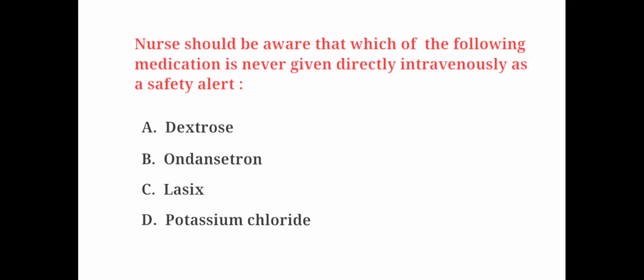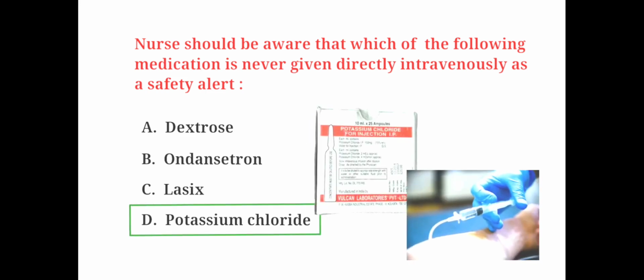Nurse should be aware that which of the following medications is never given directly intravenously as a safety alert? A. Dextrose. B. Ondansetron. C. Lasix. D. Potassium chloride. And the correct answer is D. Potassium chloride. IV potassium must never be given by direct IV injection. It must always be diluted in infusion fluid like RL or 0.9% sodium chloride.